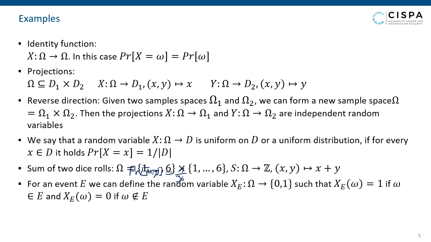Okay, let me maybe use the eraser. So also for an event E, we can define a random variable, let's call it xe, which maps from the sample space omega to {0, 1}, such that xe of omega is 1 if omega is an element of E, and xe of omega equals 0 if omega is not in the set E. We call this random variable the indicator random variable of the set E, and it basically tells us if xe equals 1, this is equivalent to the event E happening, and xe equals 0 is equivalent to the event E not happening.